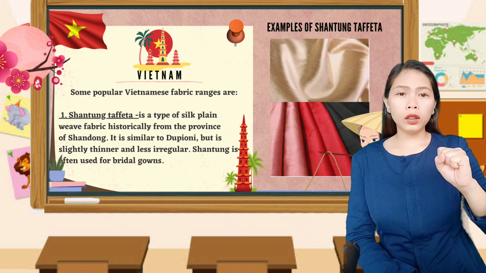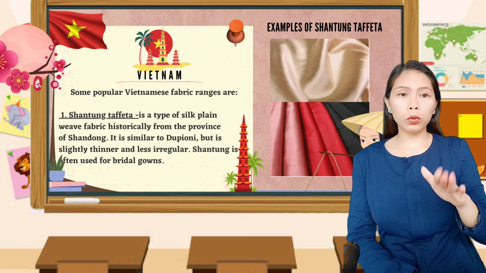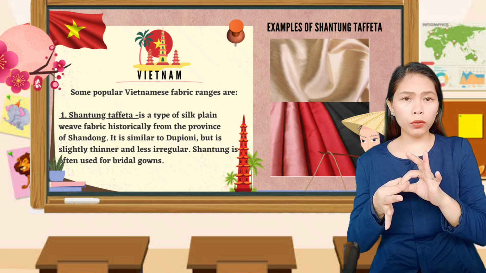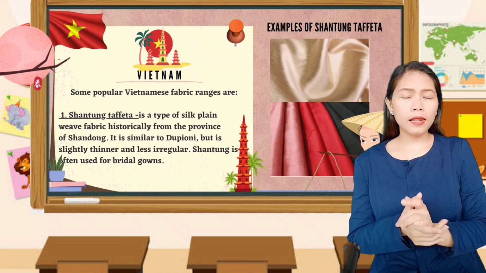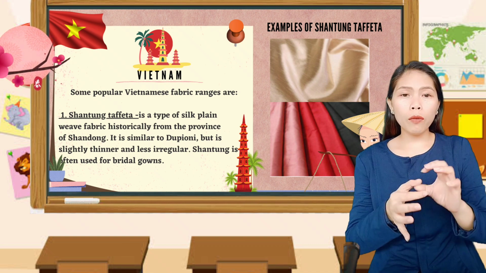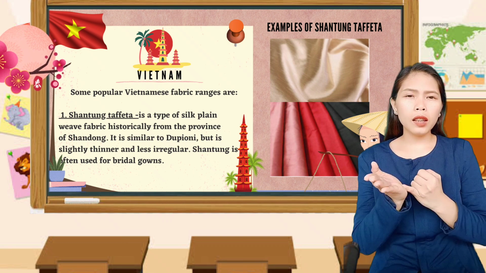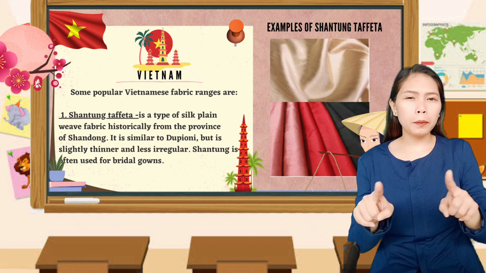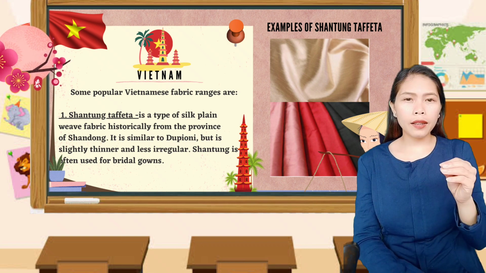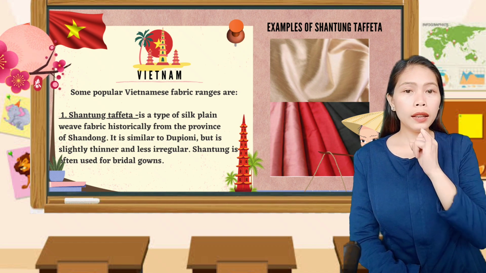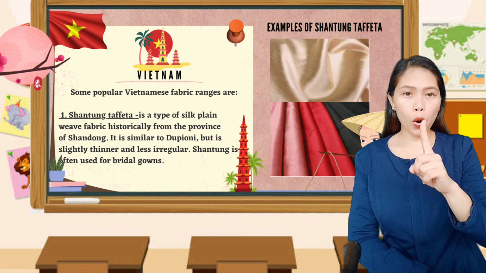1. Shantung taffeta. It is a type of silk plain weave fabric, historically from the province of Shandong. It is similar to dupioni, but is slightly thinner and less irregular. Shantung is often used for bridal gowns.